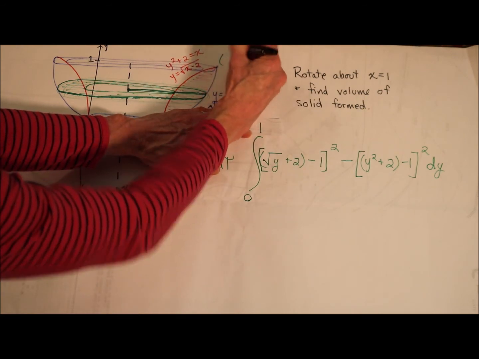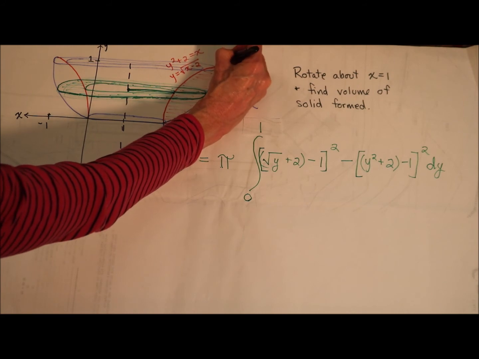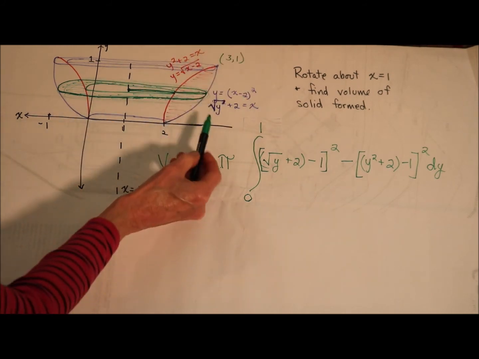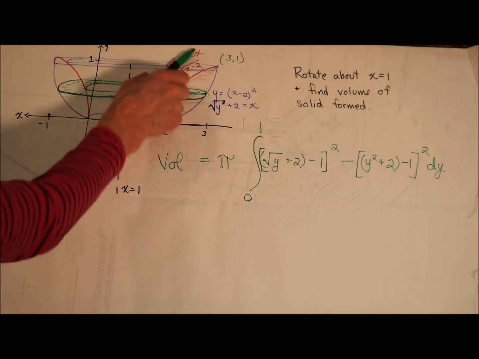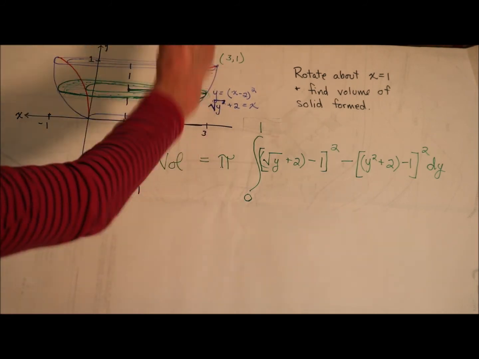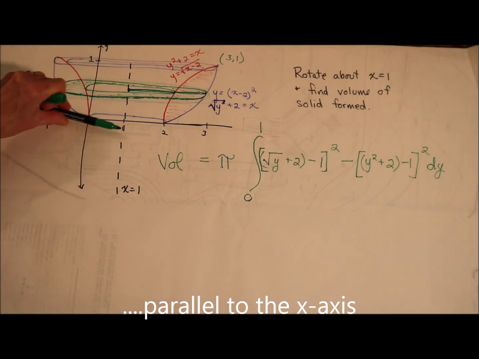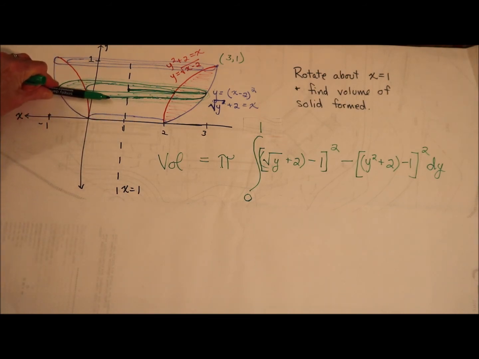That's a little tricky. Let's just go back and refresh our memory. We decided that those two curves intersected at (3, 1). Why didn't I use 3 there? I would have used 3 if I had rotated around the x-axis or around an axis that was horizontal to the x-axis. But I'm stacking up all of these disks from 0 to 1. So that's kind of tricky.